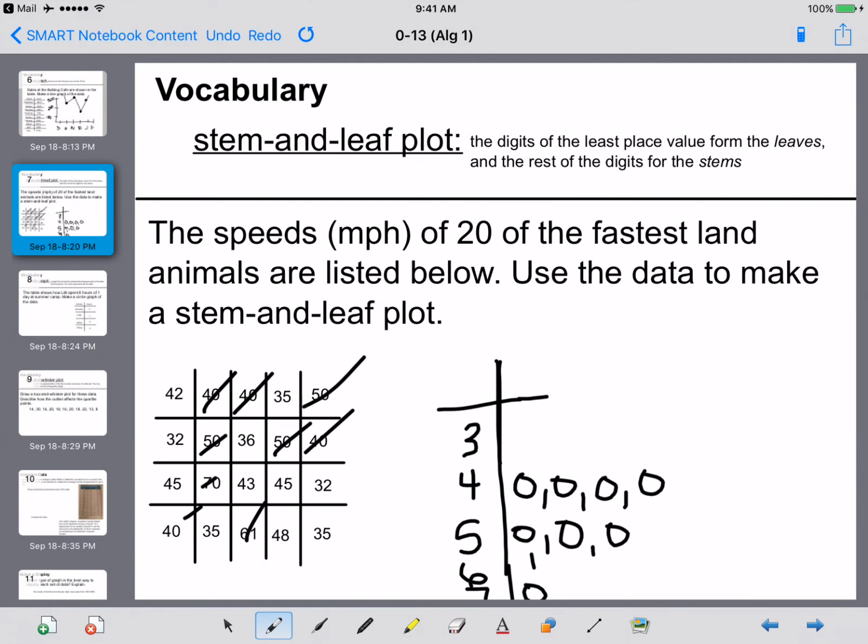So your stem and leaf plot is your bases and then your ones. So your tens and your ones, or your hundreds and your tens, and then your ones on the right side.